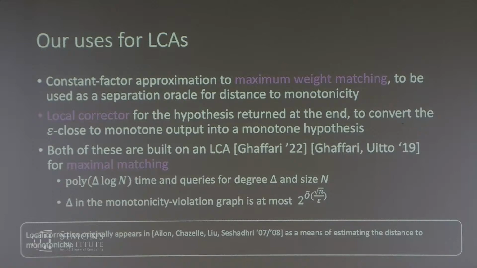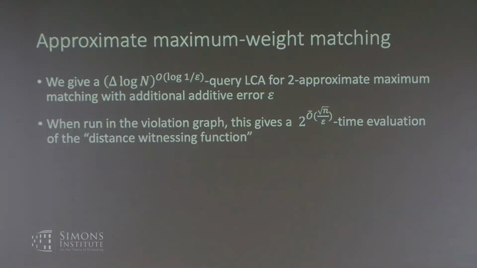Both of these are built on an LCA for maximal matching that runs in poly(delta) time. That's why we care about the degree, because poly(delta) is going to be 2 to the square root n. So for the approximate maximum weight matching problem, we give an LCA that runs in delta to the log 1 over epsilon time for 2-approximate maximum weight matching. And so when you run this in the violation graph, because delta is 2 to the square root n, this gives us a 2 to the square root n time evaluation of the distance witnessing function.